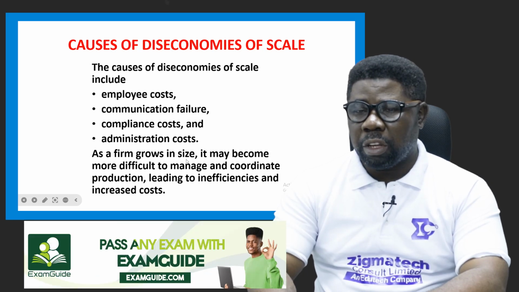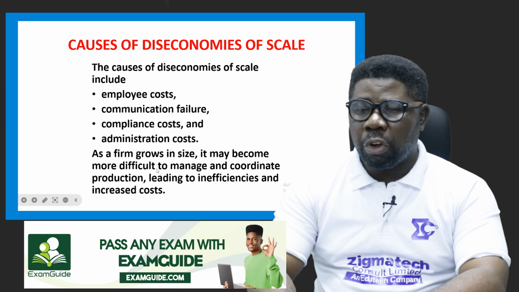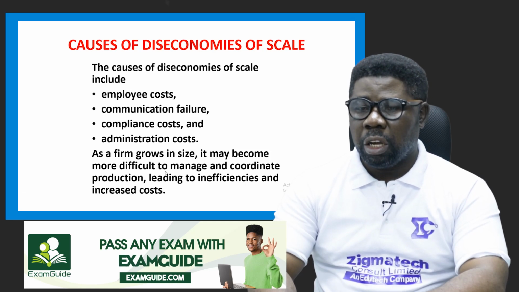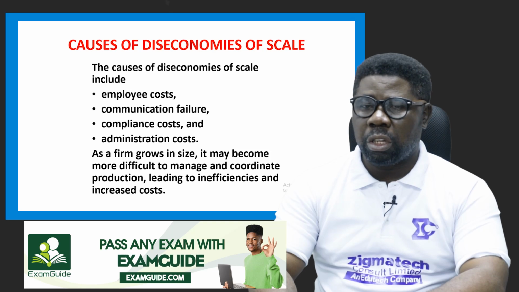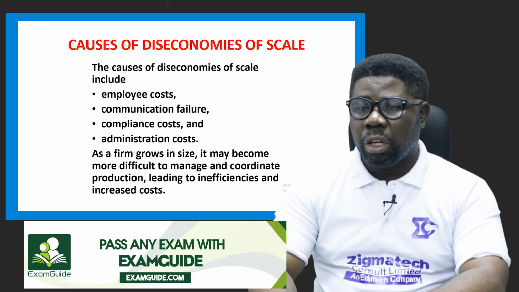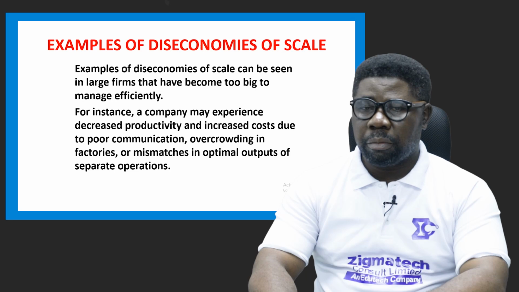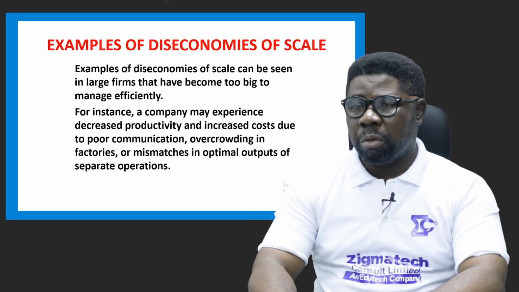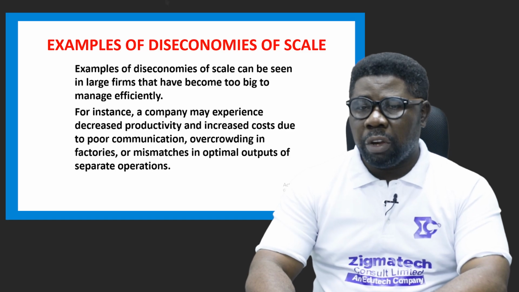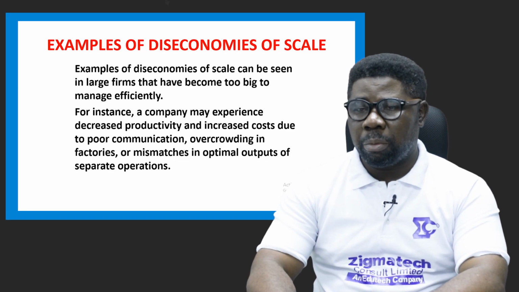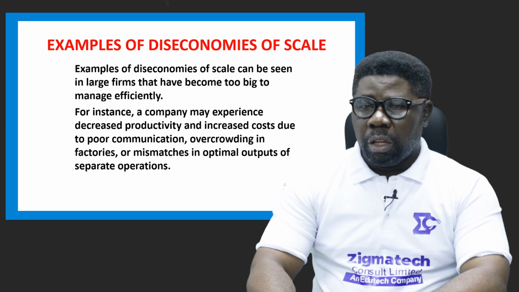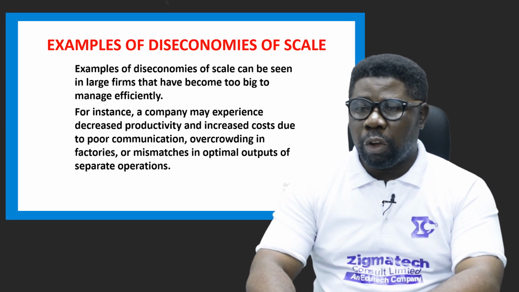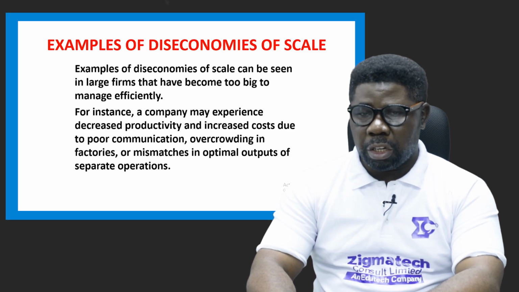As a firm grows in size, it may become more difficult to manage and coordinate production, leading to what? Inefficiencies and increased cost of production. These are what we refer to as diseconomies of scale. Some of the examples of what makes this possible are what? Examples of this is a place where we can see a large firm that has become too big to manage efficiently.